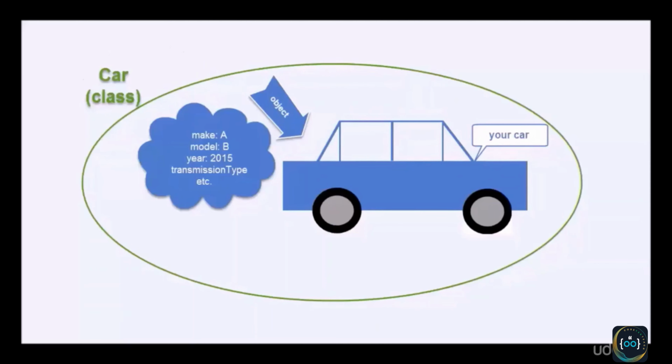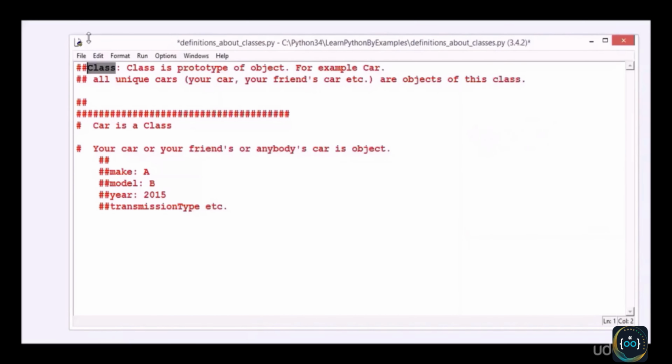Car, in general term, is a class. Your car is an object of the class named car. So there are other objects of this class as well, and these objects are also unique according to each other. For example, your car, your friend's car, your manager's car, your neighbor's car, another person's car, all are the objects of this class named car. Let's review some introductory definitions.